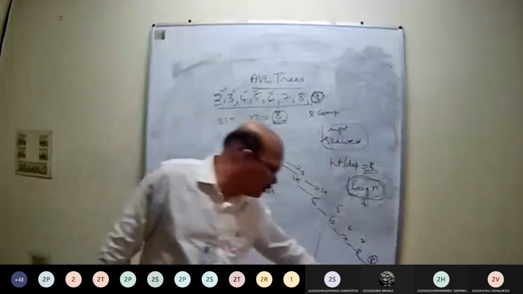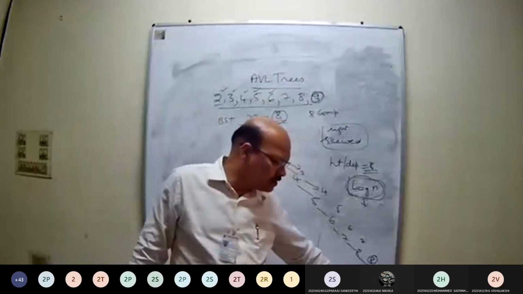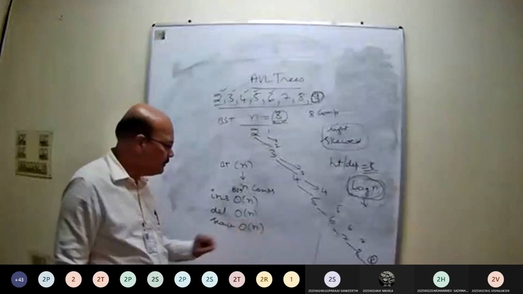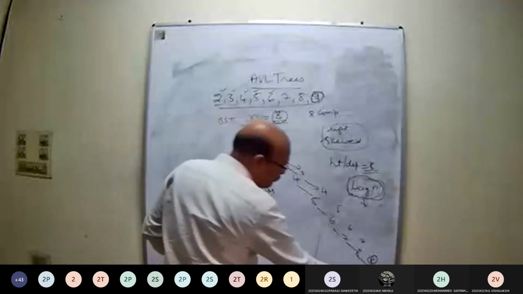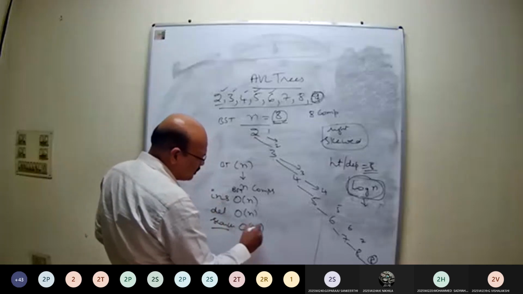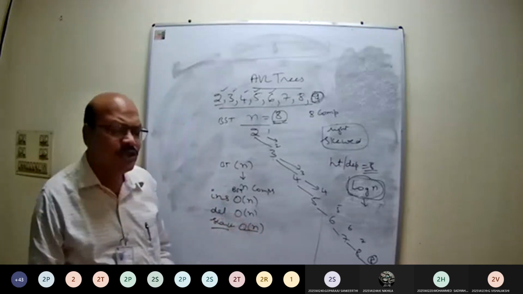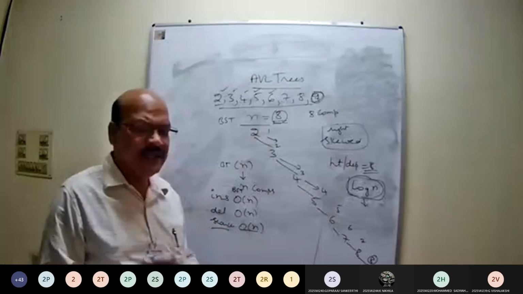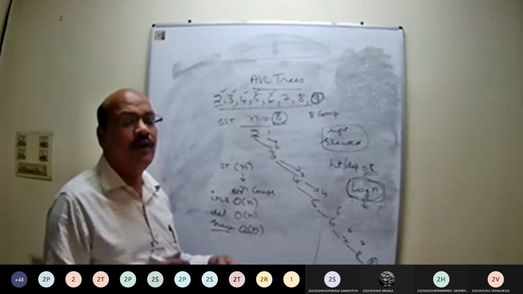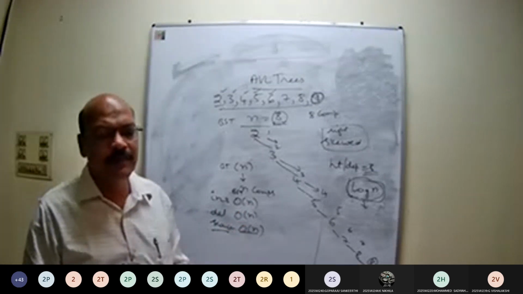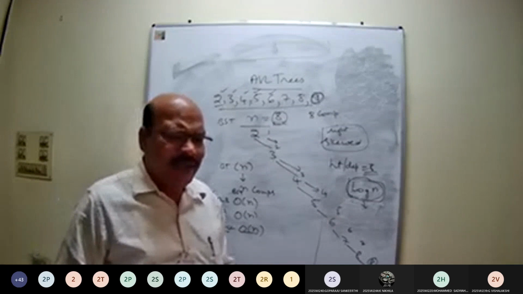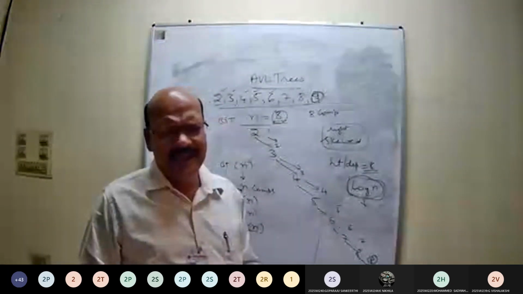Similarly for deletion, if I have to delete 10, first I have to search and then delete this 10. It also requires big O of n. Search also, if I am searching for 10, a maximum of n comparisons are required, which is big O of n. So your insertion, deletion, and search operations in a binary search tree work with big O of n time complexity. Now it has become almost a linear search.